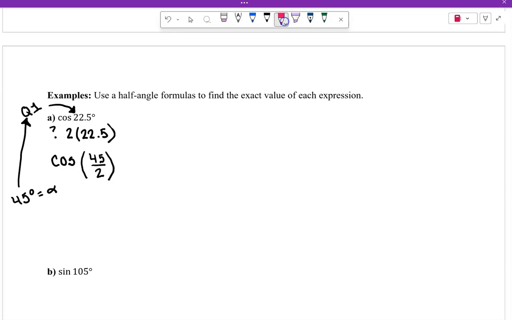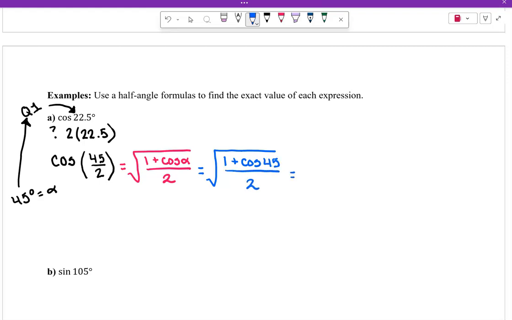So I'm going to write the formula. Okay, so it was the square root of 1 plus cosine of alpha divided by 2. So that means we have 1 plus cosine 45 over 2. Hopefully you memorized everything like I've been trying to tell you. So cosine of 45, that's your middle finger, and it's the top 2 fingers to the left. So we're going to have 1 plus square root of 2 over 2 divided by 2.